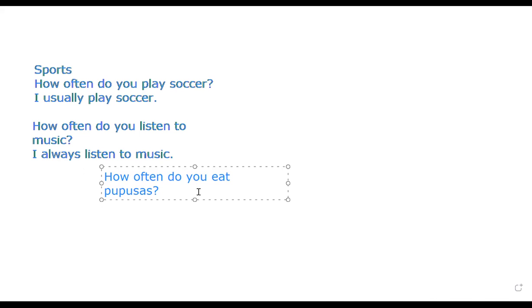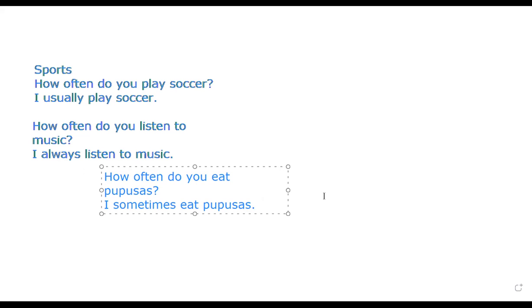Never. I sometimes eat pupusas. Yes. Every day, always. I always eat pupusas. Okay, excellent. I always eat pupusas. I sometimes eat pupusas. Escuché a alguien que dijo, I never eat pupusas. It's not Salvadorian. Are you Salvadorian? It's pupusas in the morning.